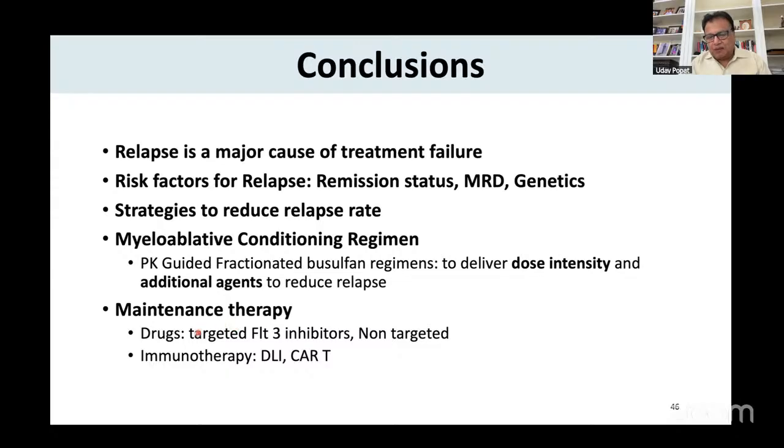And you can also use maintenance therapy. The best data is with FLT3 inhibitors. For non-targeted approaches, you could use azaven, although it has not been shown in randomized trial, or oral decitabine. And you could think about immunotherapy and some of the exciting CAR T related approach I showed you.